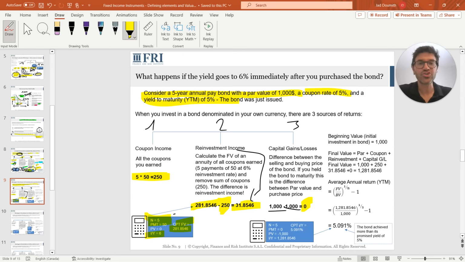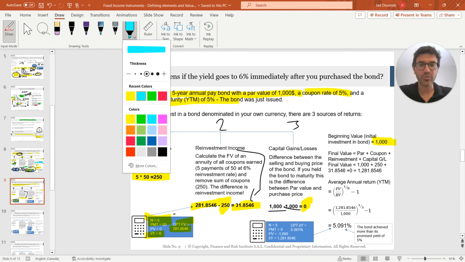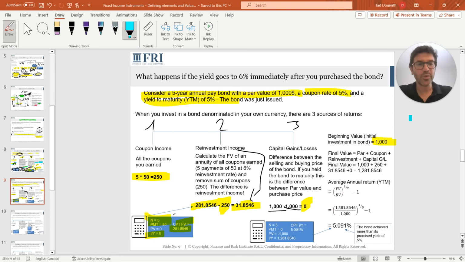Let's see how much we achieved per annum. Like we did earlier, we started our investment journey by investing $1,000 to acquire the bond. How wealthy are we 5 years from now? What do we have in our bank account? We have the $1,000 that the issuer paid us back. We have the $250 in coupons. We have 31.85 of reinvestment income, and we have 0 capital gains or losses. We are the proud owners of $1,281.8546.